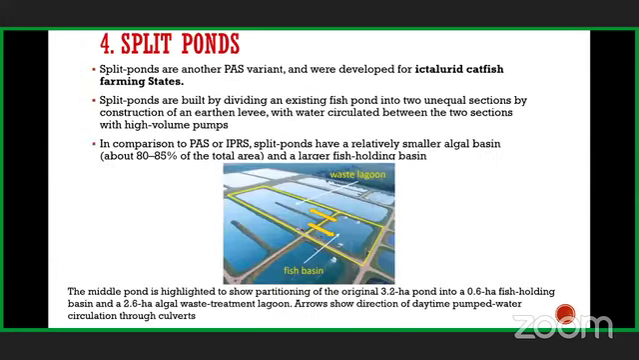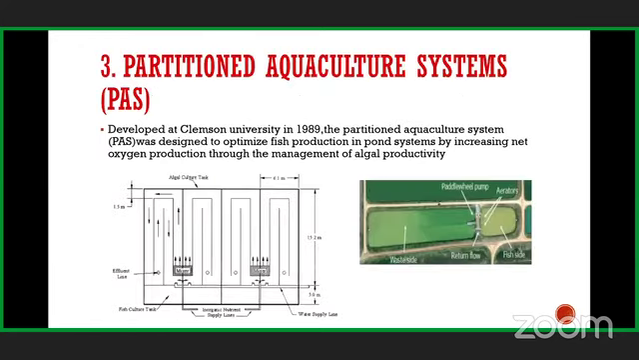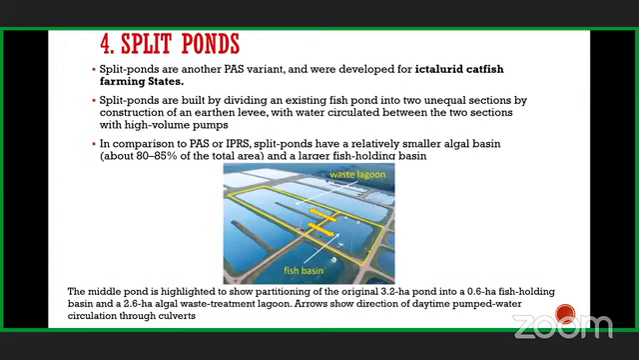high. Then the split pond, again popular in America, basically for channel catfish. You can see in the image that these ponds are divided, from an existing fish farm, into two unequal sections, and then we have constructed one earthen dike, and the water is circulated throughout this. So overall water circulation is carried out.